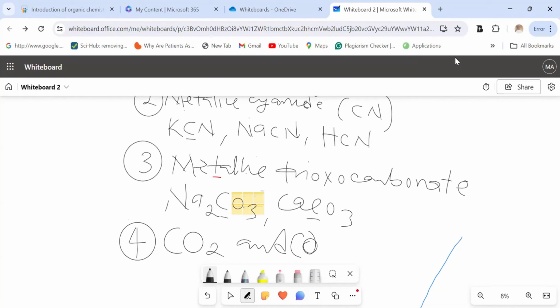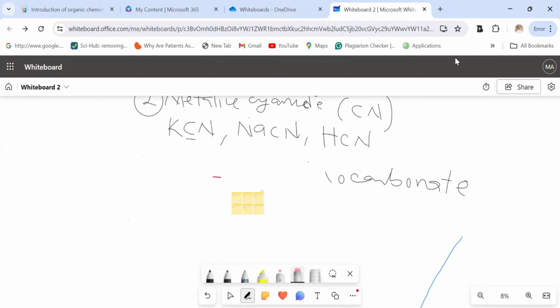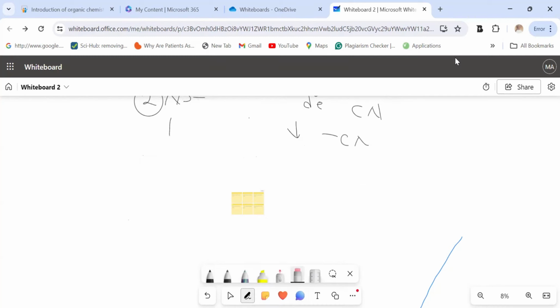Okay, yes sir. So now the next thing that we are going to look at is what are the elements that are mostly found in organic chemistry. The elements that are found in organic chemistry, that is what we are going to look at. So we have the following elements that are considered in organic chemistry.